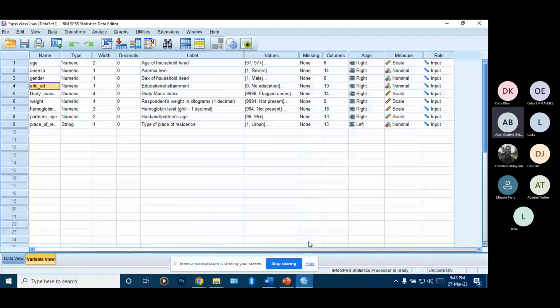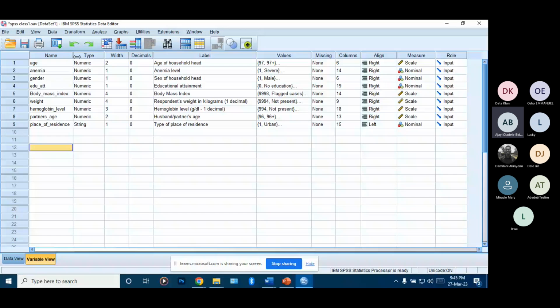So the data set we have before us tonight, and we are going to still use it for our binary logistic regression, was extracted from the NDHS data of 2018, the Nigerian survey that the National Bureau of Statistics conducted in 2018. It has variables such as age, the anemia status of our respondents, gender, educational attainment, body mass index, weight, hemoglobin level, the partner's age, and place of residence.